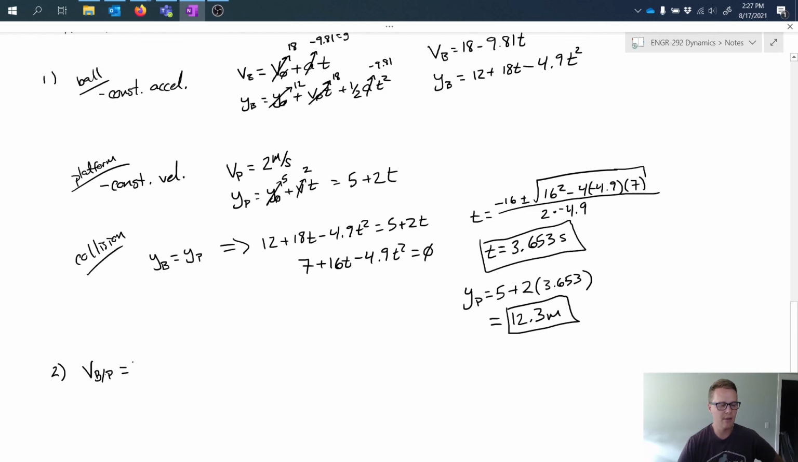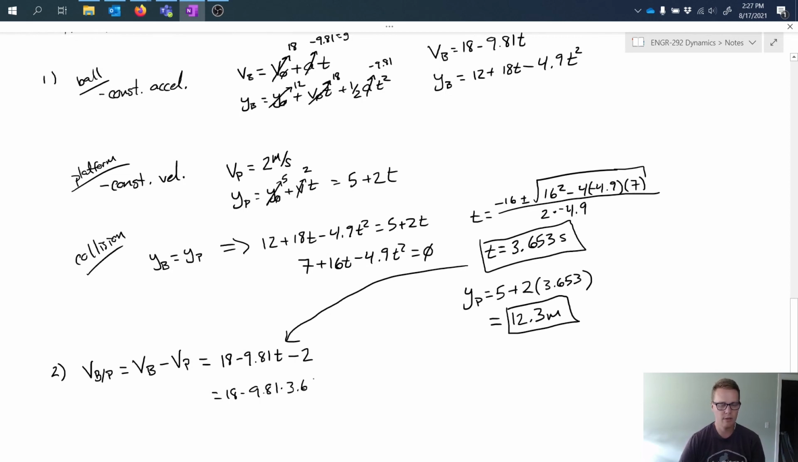And if we recall for relative velocity, if I write ball slash p, or b slash p, for ball relative to platform, the rest of the equation is velocity of the ball minus velocity of the platform. So I can go ahead and substitute in what I know. First, the velocity of the ball is 18 minus 9.81t, and the velocity of the platform is a flat 2 meters per second. And this equation I can take and substitute my time because, again, that's when the collision occurs. So I'm going to get 18 minus 9.81 times 3.653 minus 2. And this comes out to be negative 19.84 meters per second.